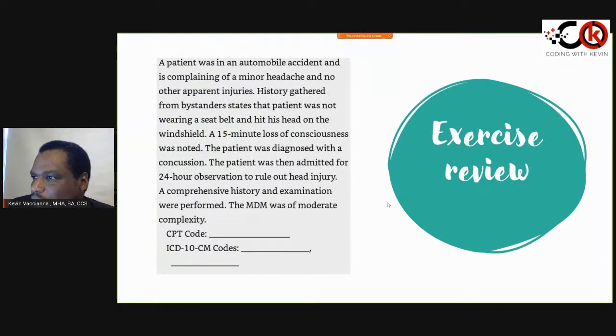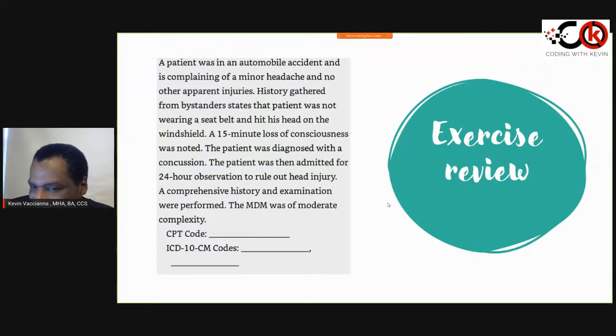A patient was in an automobile accident and is complaining of a minor headache and no apparent injuries. Information gathered by bystanders states that the patient was not wearing a seatbelt and hit his head on the windshield. A 15-minute loss of consciousness was noted. The patient was diagnosed with a concussion. The patient was then admitted for 24-hour observation to rule out head injury. A comprehensive history and examination were performed. The MDM was of moderate complexity. What is my CPT code? 99204.